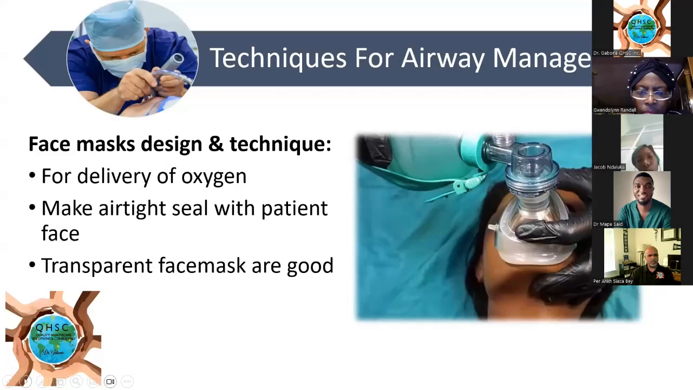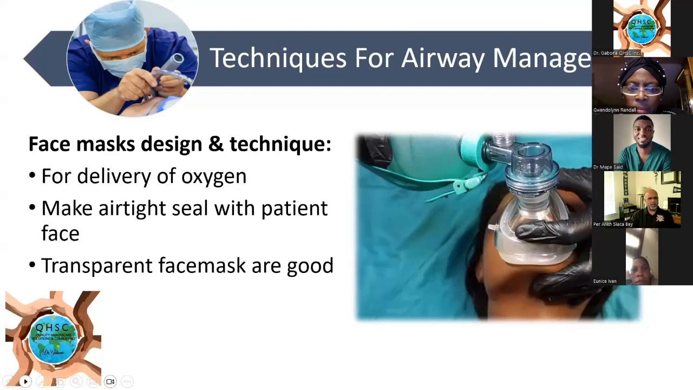Maybe you already put your airway in, and now you want to apply a face mask. The face mask is used for delivery of oxygen, by making an airtight seal with the patient's face, especially the mouth and the nose. Transparent face masks are encouraged because they let you visualize what you're doing. You can see vomit happening, and you can see fogging in it, so it's easy to know that you're doing it right. Transparent face masks are encouraged, not colored or dark ones, because you will not see if the patient is vomiting.